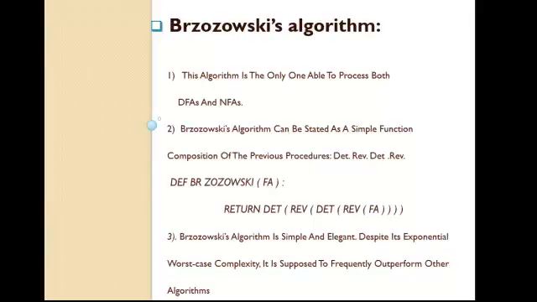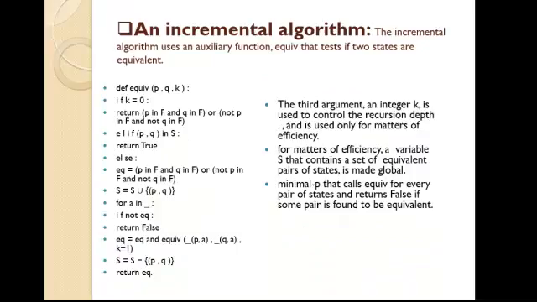Brzozowski algorithm. This algorithm is the only one able to process both DFAs and NFAs. Brzozowski algorithm can be stated as a simple function, because the algorithm is defined as the composition of two procedures, each consisting of determinization and reversal of an automaton. Brzozowski algorithm is simple and elegant. Despite its exponential worst case complexity, it is supposed to frequently outperform other algorithms.